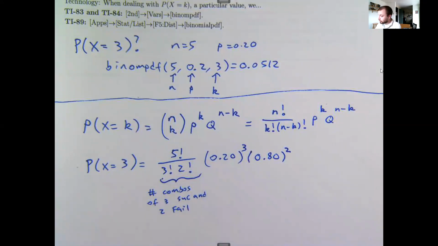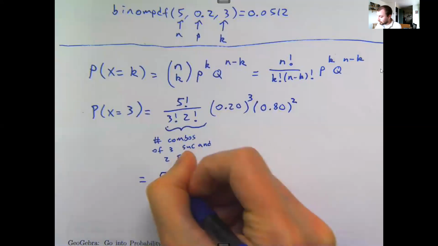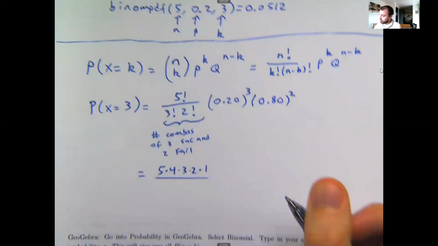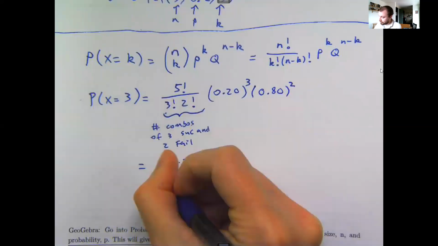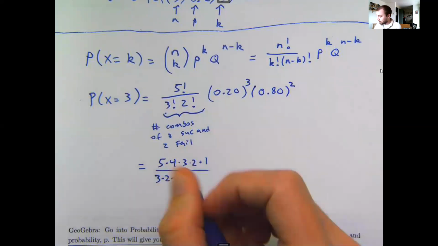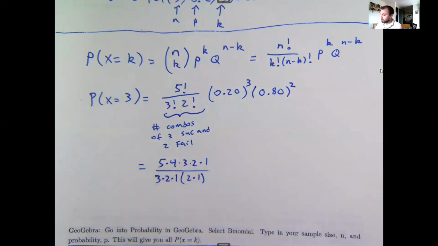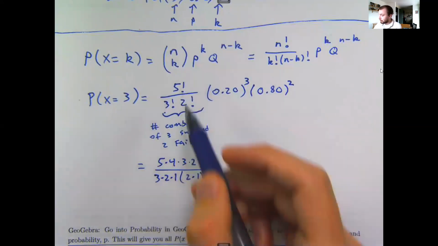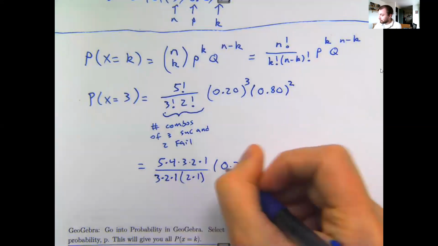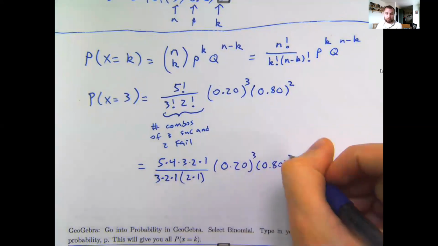Now here's how these factorials work. This means 5 times 4 times 3 times 2 times 1. 3 factorial, it's everything 3 and less that gets multiplied together. 2 factorial, that's everything 2 and less that gets multiplied together. So these exclamation marks, these mean multiply that number and lower. Then I have 0.2 cubed and 0.8 squared. I can already do that in the calculator, so I'm not worried about that.